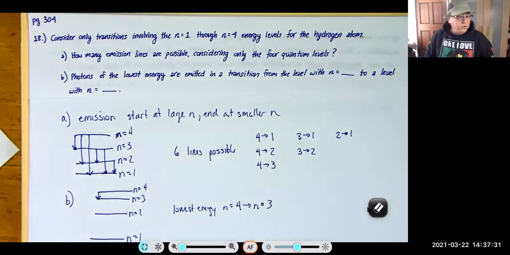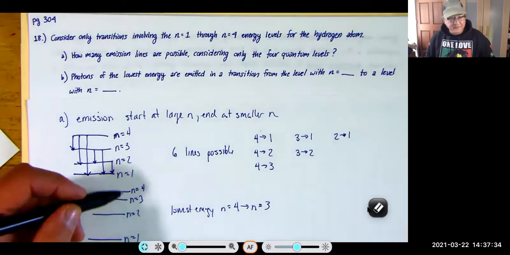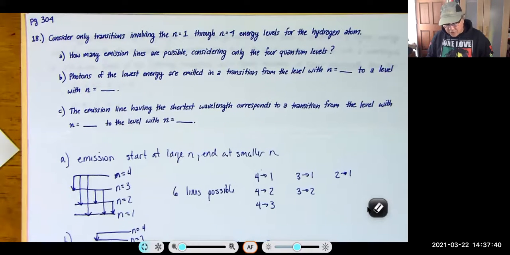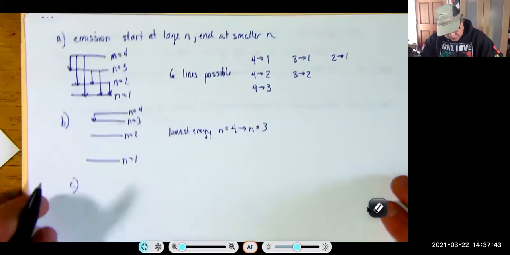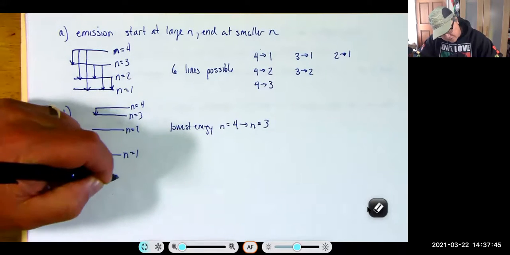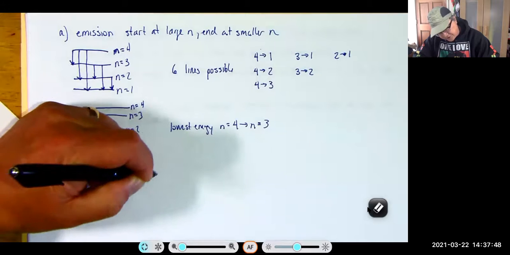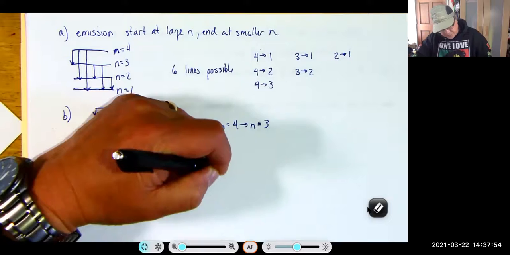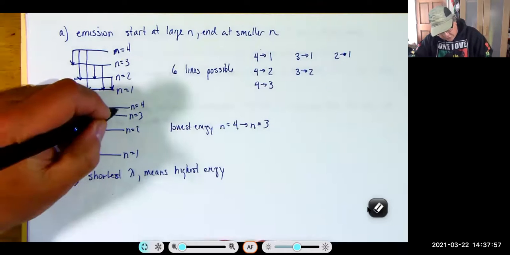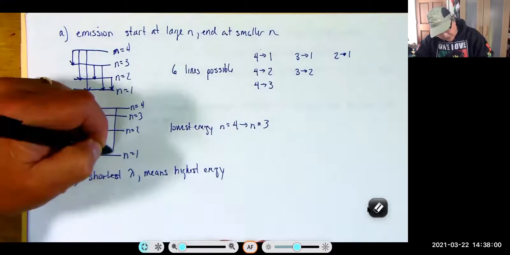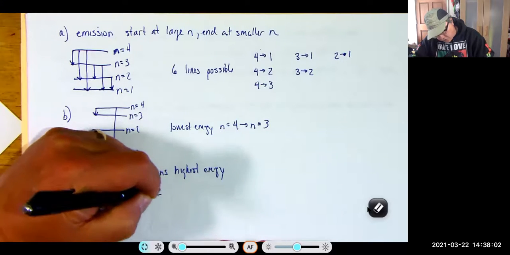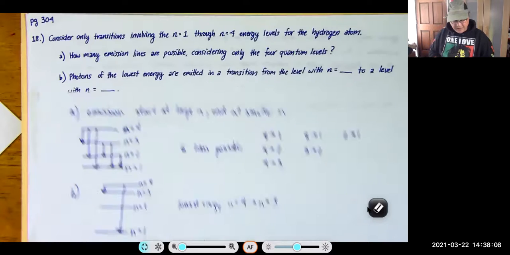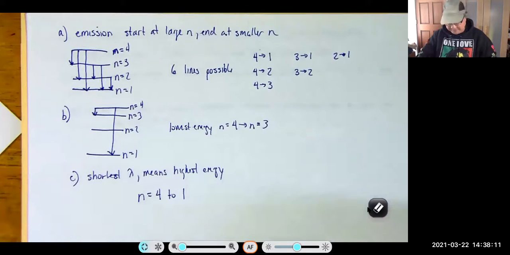Okay. And which would be the highest energy? Well, 4 to 1. C, the emission line having the shortest wavelength. Okay, so shortest wavelength means highest energy or greatest energy. So which one's going to have the greatest energy? I'm going to use this one above here and say that's got to be the greatest. So n equal 4 to 1. And there you go. So that's how you answer that one.